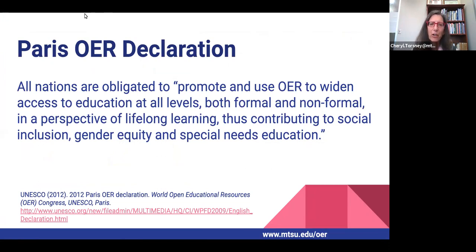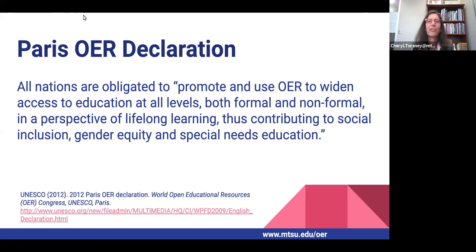This is the Paris OER Declaration from UNESCO in 2012. I think this is really important when we're talking about inclusion. All nations are obligated to promote and use OER to widen access to education at all levels, both formal and non-formal, in a perspective of lifelong learning, thus contributing to social inclusion, gender equity, and special needs education.